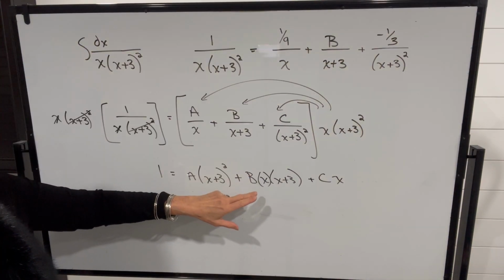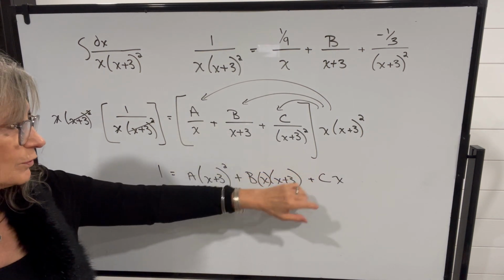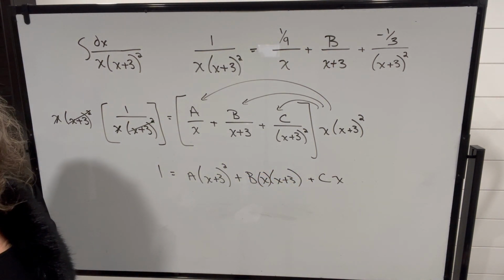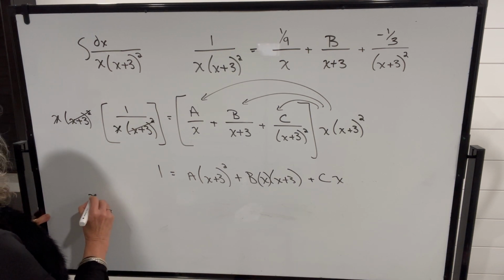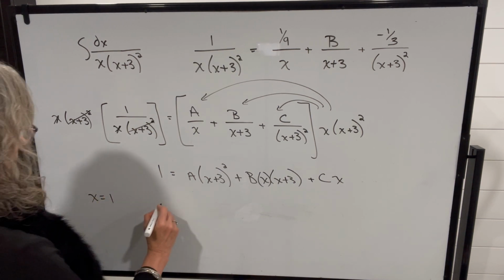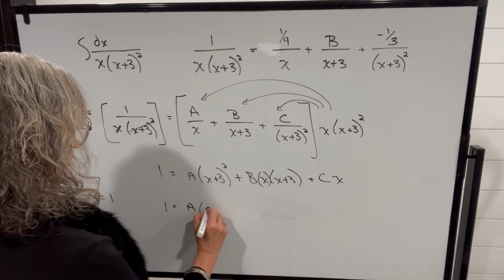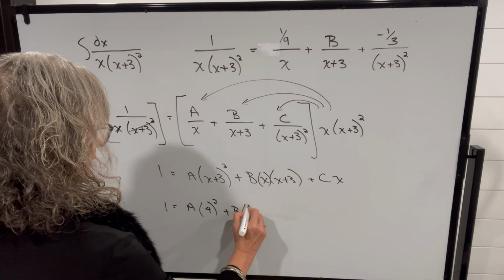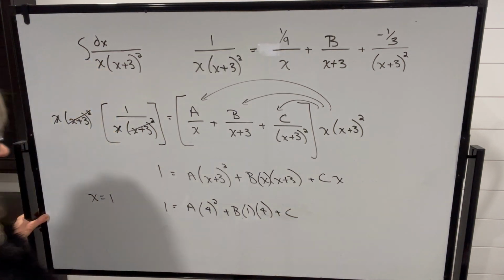There's nothing now that we can choose that will eliminate a and c, making those 0 without making this 0. So what we're going to do is just randomly select another value of x. We've chosen 0, we've chosen negative 3. I'm going to just choose x equals 1. You can choose any value. We're going to plug that in. So 1 plus 3 is 4, times 1 times 1 plus 3 is 4, plus c times 1.